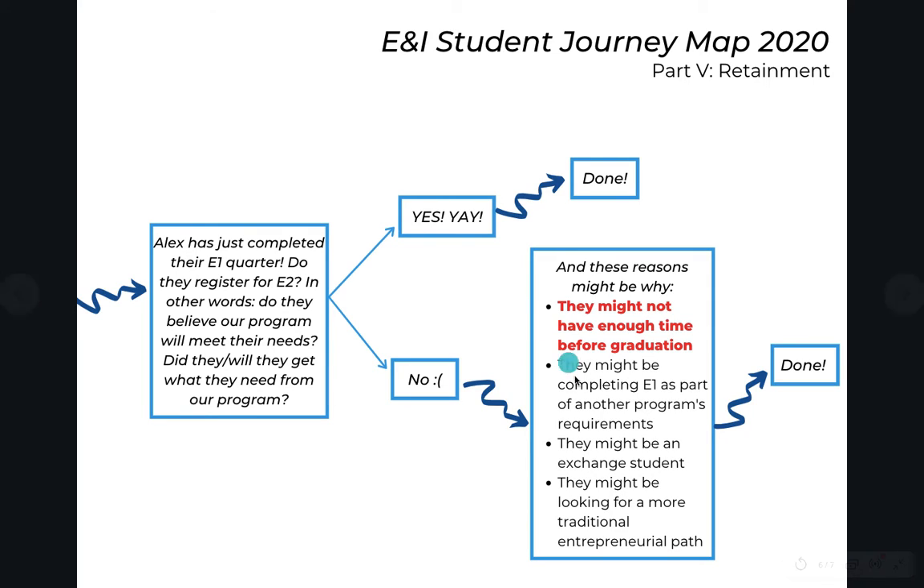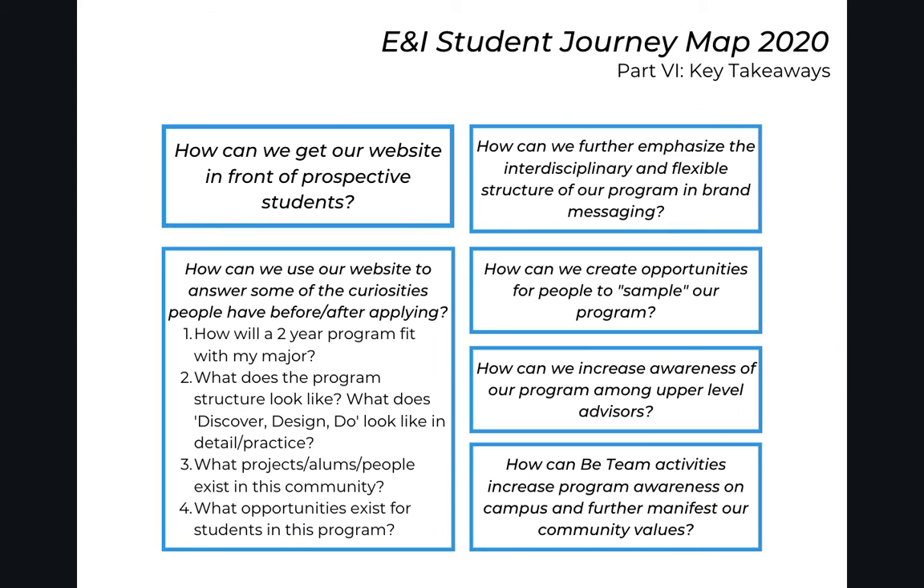So another reason they might be completing E1 as part of another program's requirements. They might be an exchange student, or they might be looking for a more traditional path. And then you're done for now until you go into thinking about how you can implement these and maybe connecting with those students to understand why they were turned away from your program.